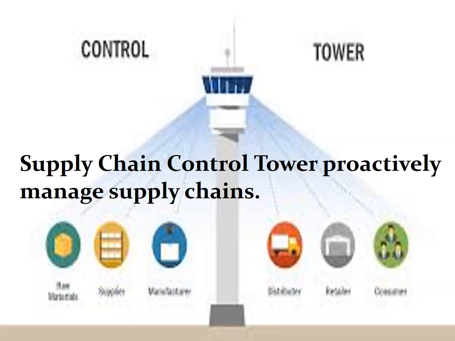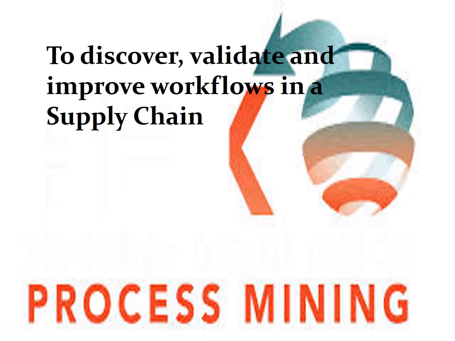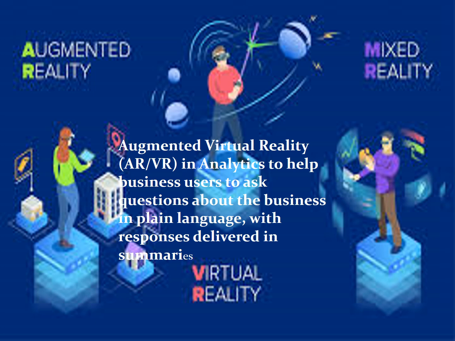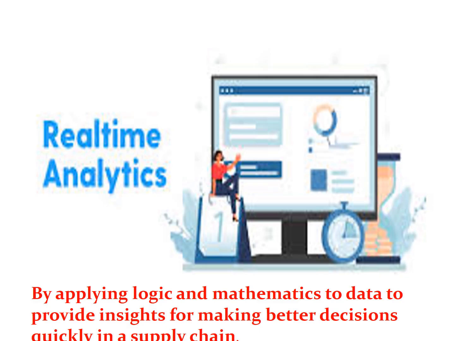Supply chain control towers are used to proactively manage the supply chains. Process mining is to discover, validate, and improve the workflows in a supply chain. Digital twins run multiple simulations on the same system to get information on the complete life cycle in a supply chain. We are also going to use augmented virtual reality in analytics to help business users ask questions about the business in plain language with responses delivered in summaries. Real-time analytics is to apply logic and mathematics to data to provide insights for making better decisions quickly, in real time, in a supply chain.